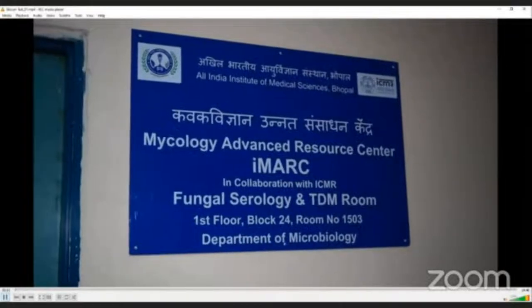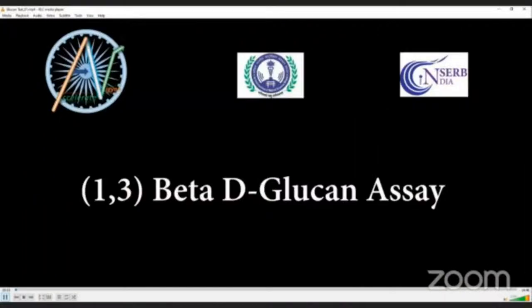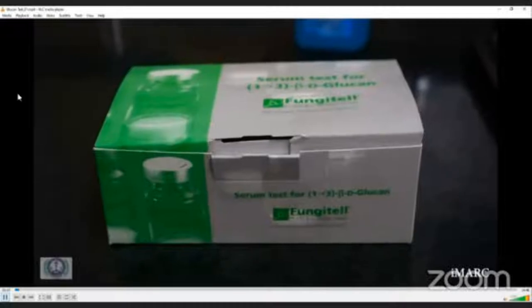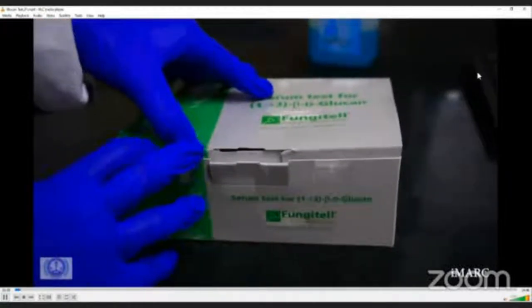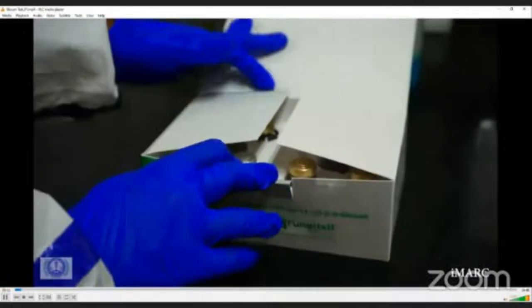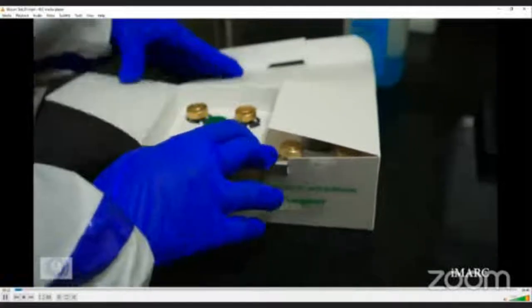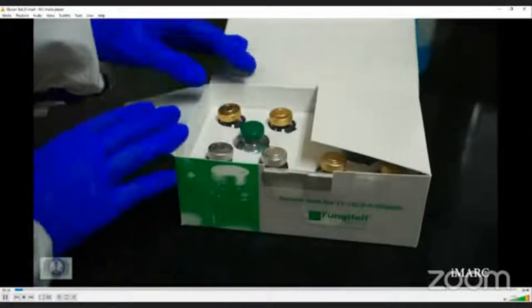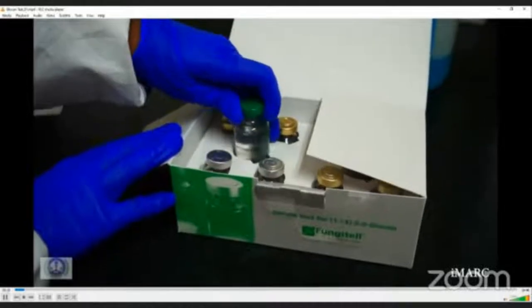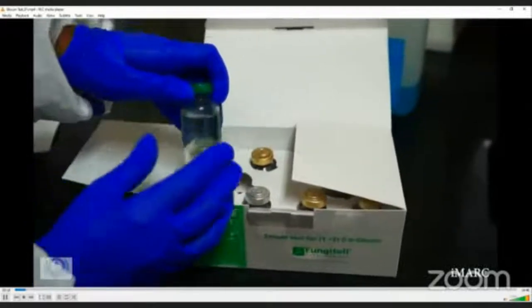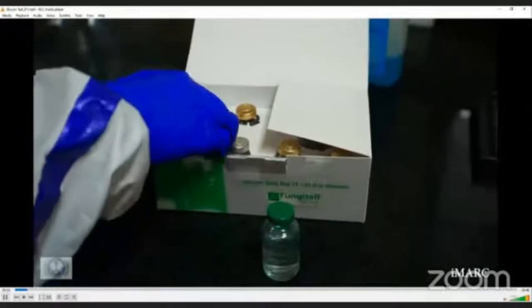Fungitell is an FDA-approved colorimetric quantitative assay for the detection of beta-D-glucan in the serum of patients with symptoms of invasive fungal infection. Since it is a quantitative assay, the concentration or amount of beta-D-glucan can be detected spectrophotometrically and measured in picogram per milliliter.